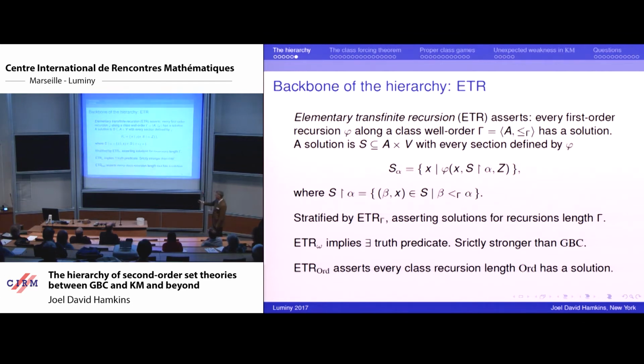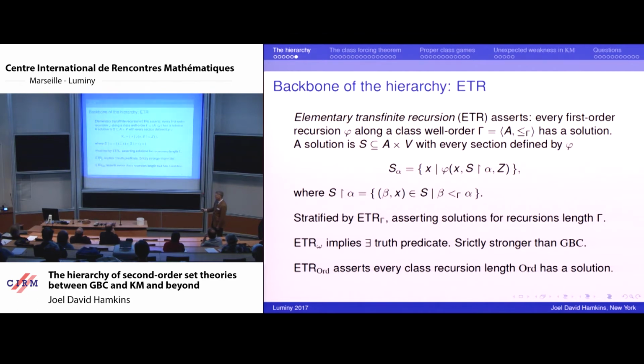So the alpha slice, where alpha is something in the well order, is simply the class of all x that satisfy the formula relative to the previous part of the solution at coordinates beta preceding alpha. So this is just iterating the phi to define a proper class sequence of sections of length gamma. Okay, so the ETR principle is of course stratified by these ETR gamma assertions. As gamma gets longer and longer, then you get more and more strength from the ETR assertions.